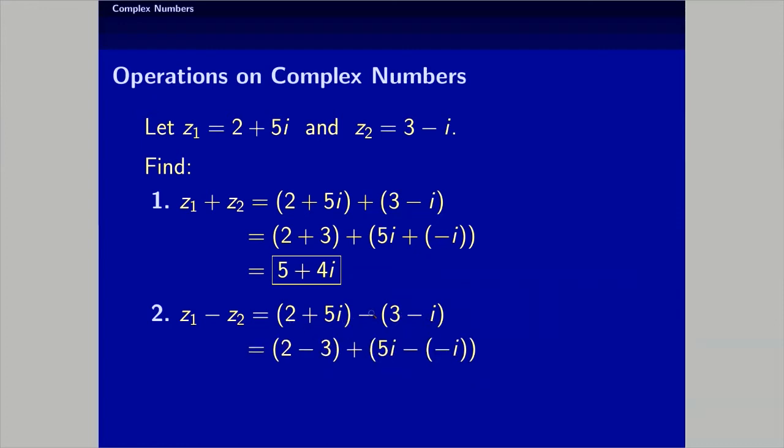So, I have 2 minus 3 for the real parts. And then for the imaginary parts with I, I'll have 5i minus a negative I. Okay, so simplifying, you will get negative 1 plus 6i.